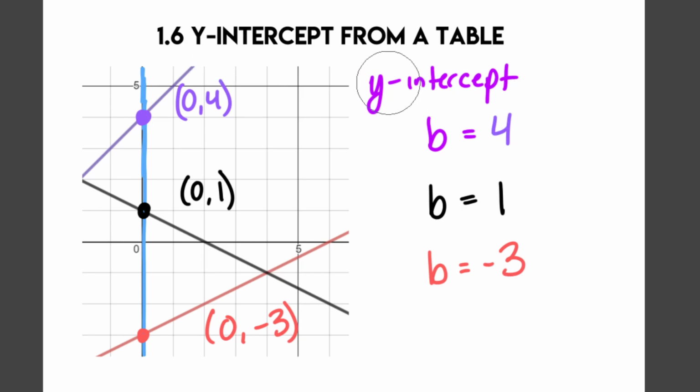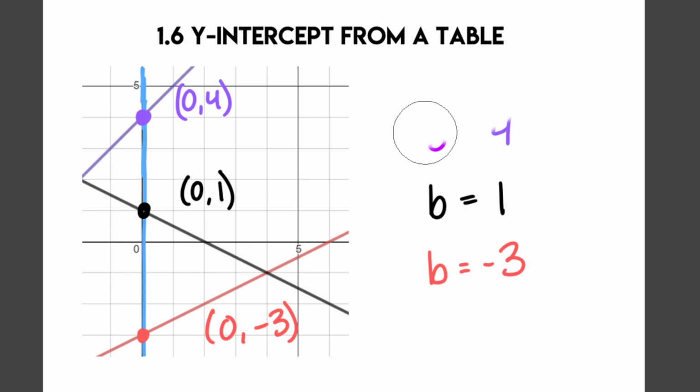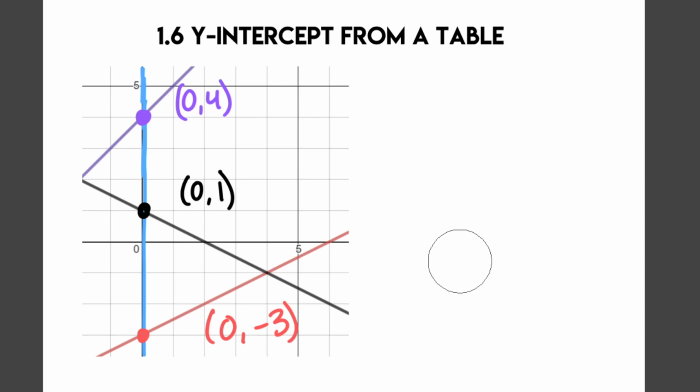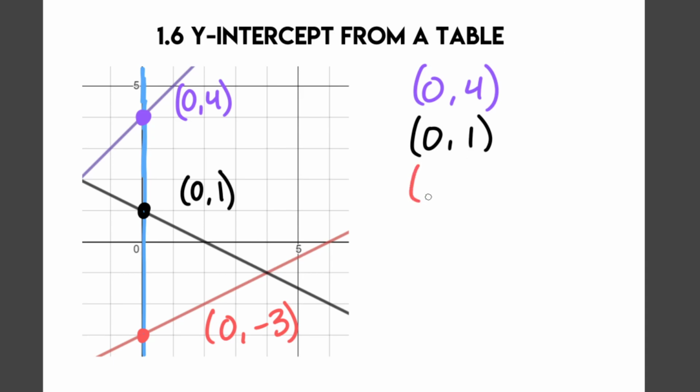First of all, let me get rid of all this nonsense over here. What I want to focus on instead is the actual points of the y-intercept. Remember, each one of these lines crossed our y-axis, and where it crossed the y-axis was where each line had its y-intercept. So the y-intercept for the purple line is (0, 4), the y-intercept for the black line is (0, 1), and the y-intercept for the red line is (0, -3).